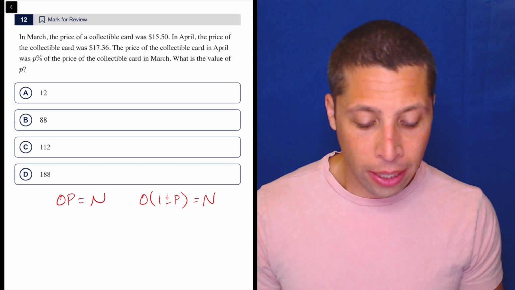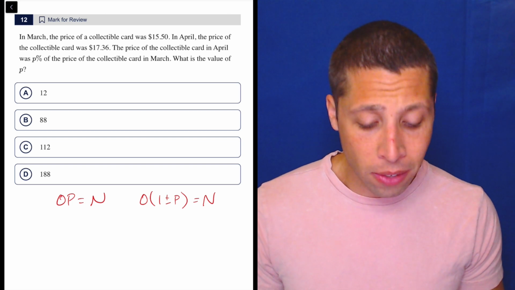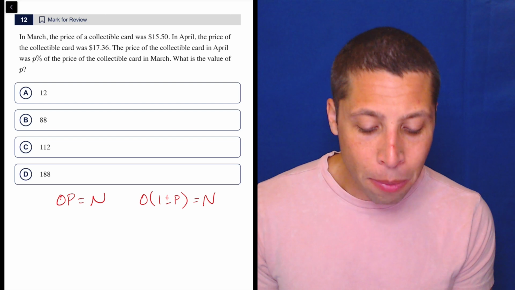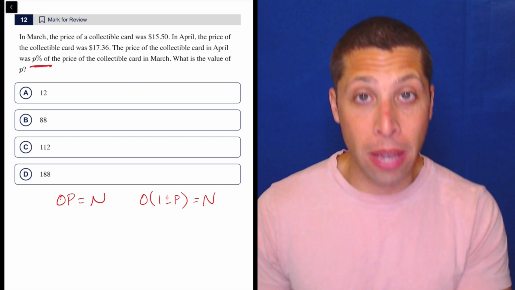In March, the price of a collectible card was $15.50. In April, the price of the collectible card was $17.36. The price of the collectible card in April was p% of the price of the collectible card in March. What is the value of p?